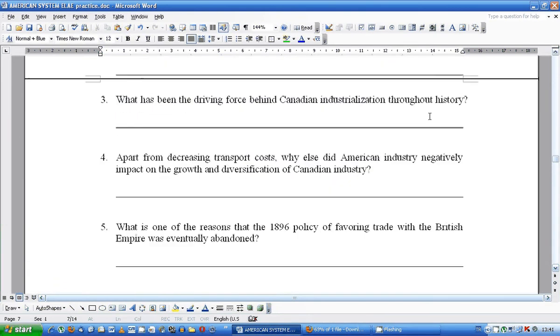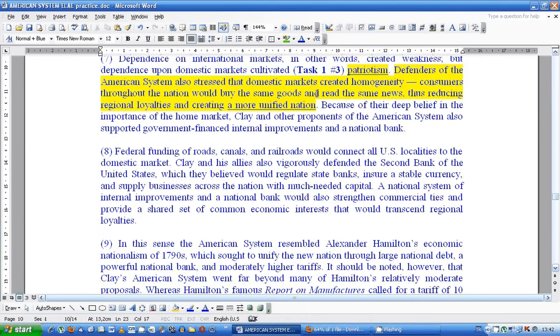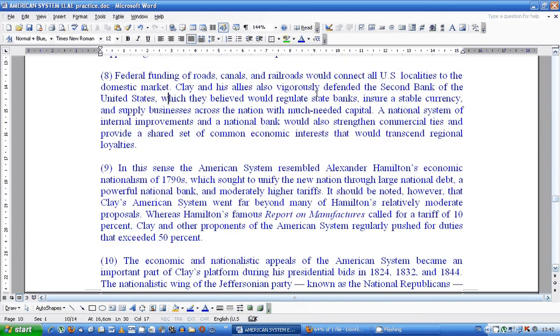Oh, lots of going up and down here. Alright, where are we? Question 4. Okay, remember this. Apart from decreasing transport costs, why else did American industry negatively impact on the growth and diversification of Canadian industry. Okay, so decreasing transport costs was one reason, but we're not interested in this. We're looking for another different reason. Let's have a look.